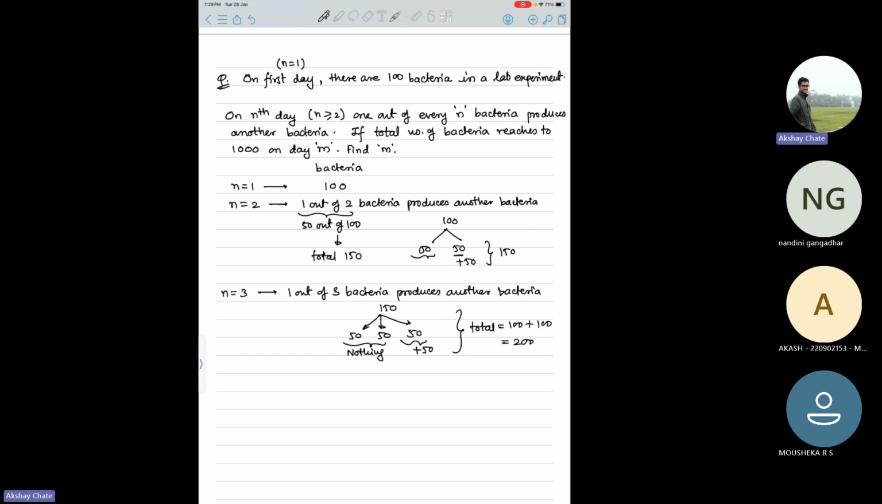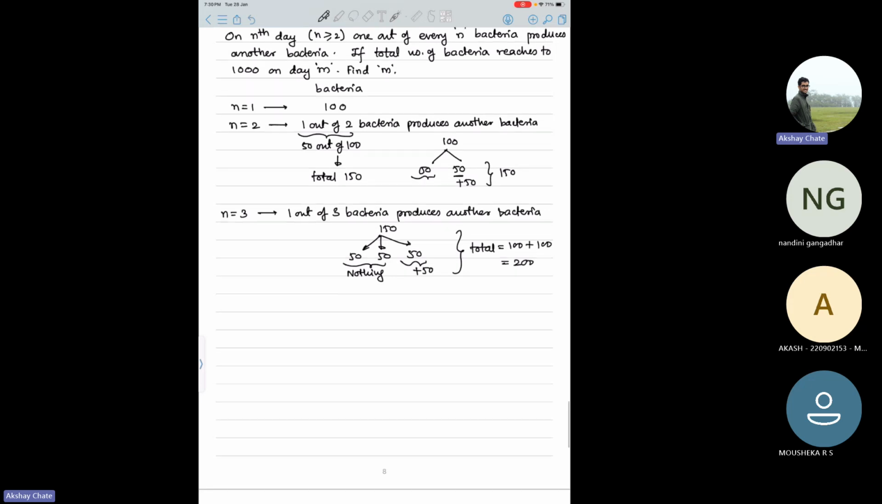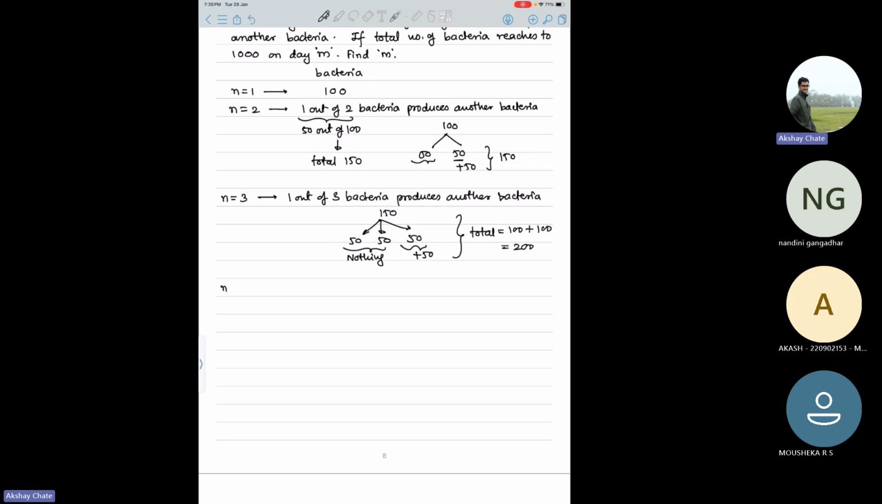So that is the difference in this problem, that not all of the bacteria are producing new bacteria. Okay. So as the number of days are increasing, less and less bacteria are producing new bacteria. Okay. The majority of population is not doing anything. I hope you understand. What I'm trying to say is, let's take n equal to 4. So on that day, you had 200 initially, right? This number. So 1 out of n, right?